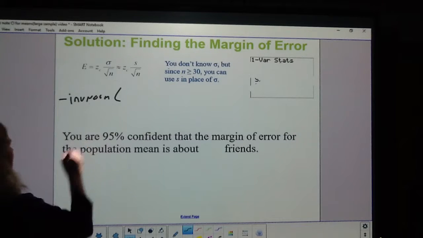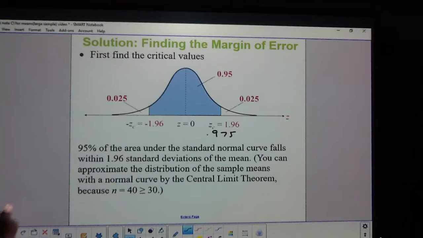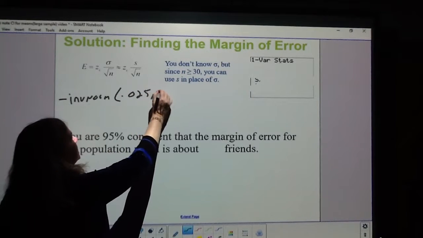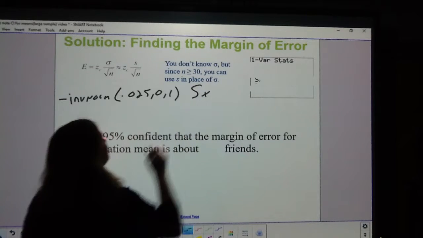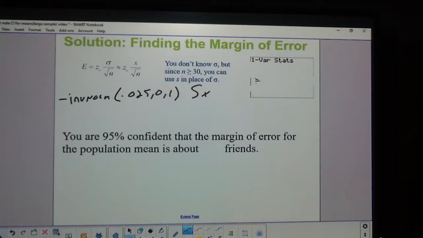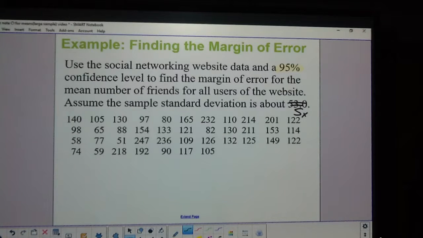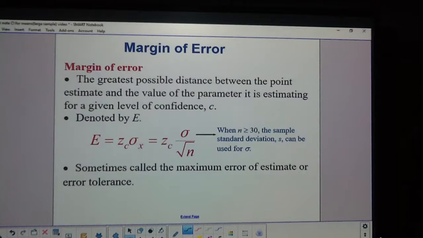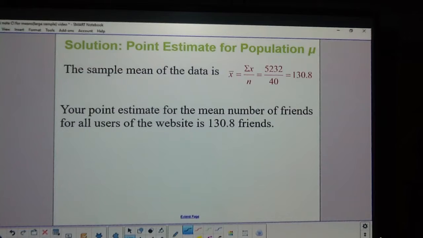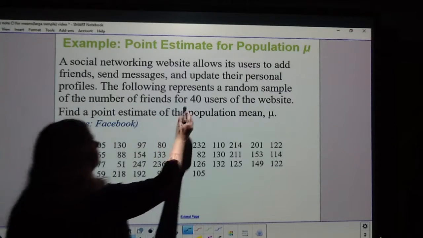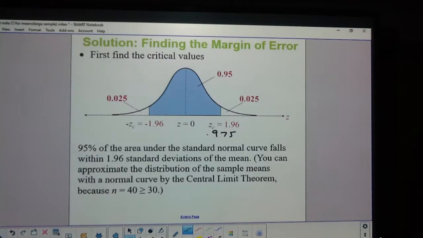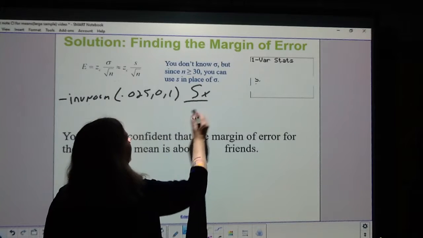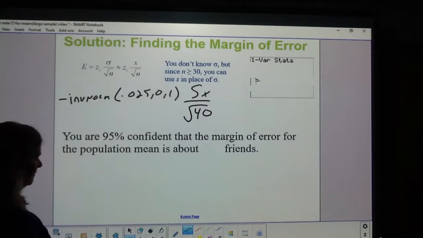I'm just going to do negative inverse norm of that tail. So negative inverse norm, and again, 0.025, 0, 1, and then I'm going to multiply it by my S sub x. And when I did this data here, there are 40 numbers here. And you can either count them, or maybe in the first page they tell you that there are 40 users. So when I go back here, over the square root of 40.